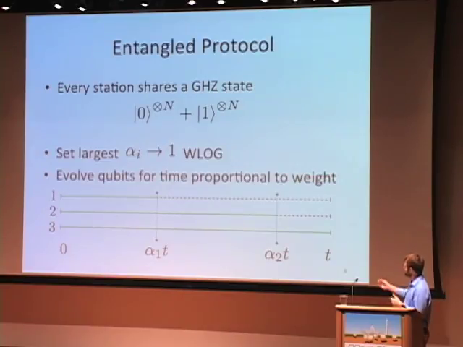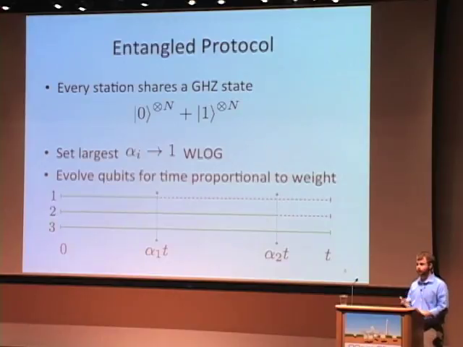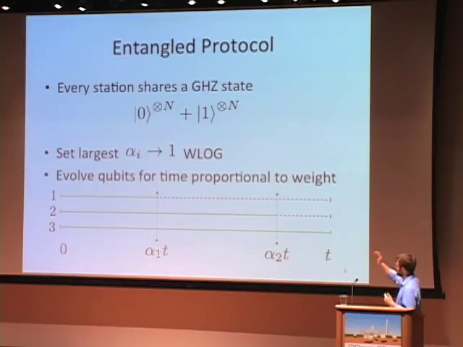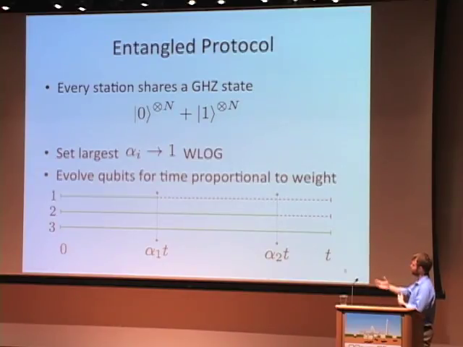What I've drawn here is three timelines, and they're meant to represent the evolution of individual qubits in this scheme. For example, this first qubit will evolve for an amount of time alpha 1 t, and then I turn it off. The second qubit evolves for an amount of time alpha 2 t, and then I turn it off. And the third one, I assume, is the one that's highest weighted, so it has weight 1 by assumption, and it evolves for the entire time, and then I'm going to make a measurement.